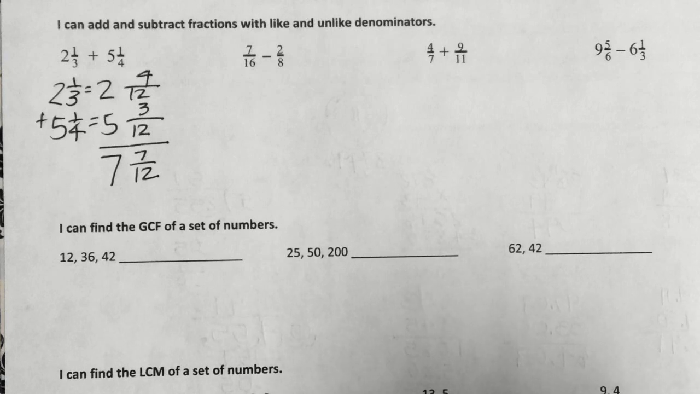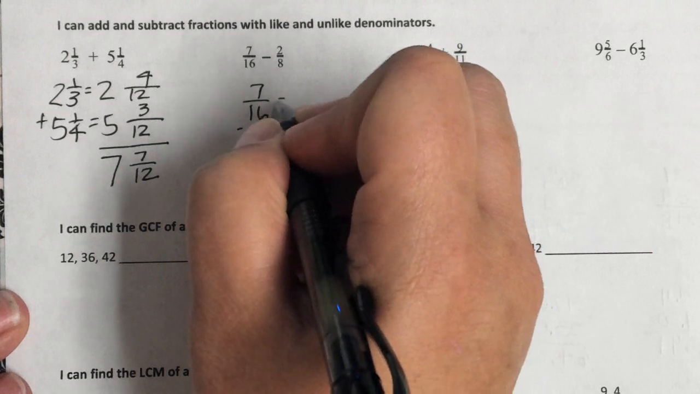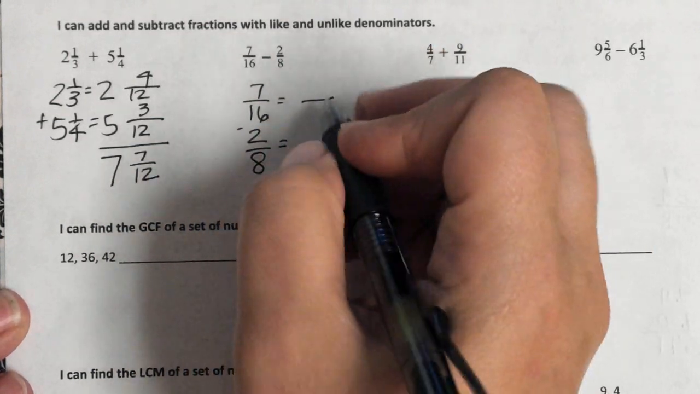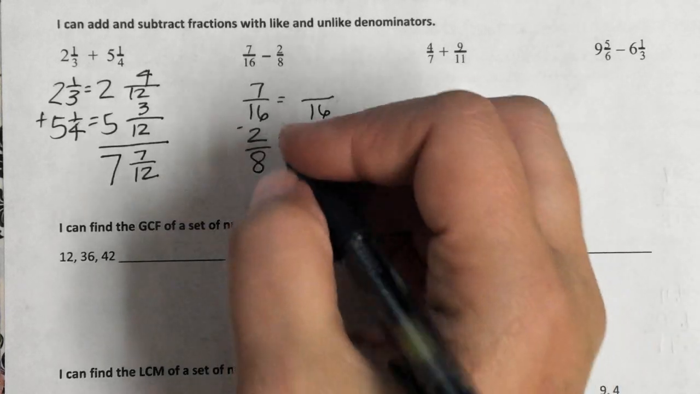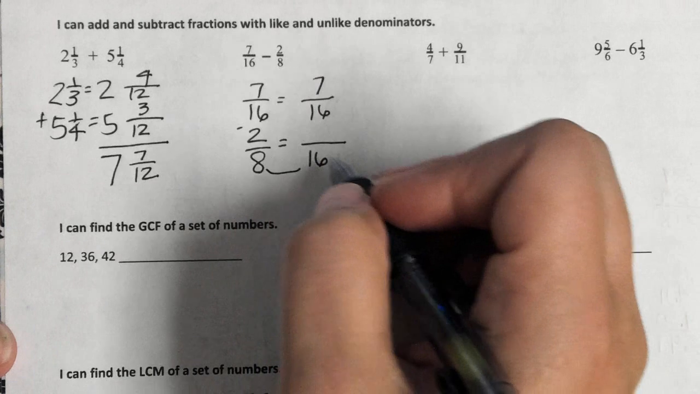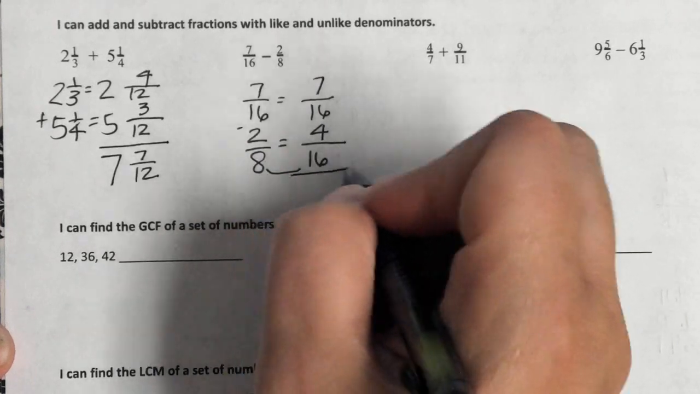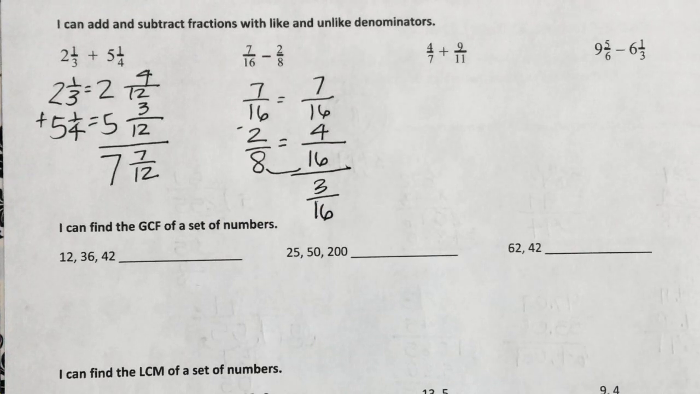All right, here we go. 7 over 16 minus 2 over 8. What's my new denominator? 16. And that's where 16 is your least common multiple. So that would be the best denominator to use, because if you multiply them together, you're going to get 128, and that's going to be really large. So this one stays the same. 8 times 2 gives me 16, so 2 times 2 is 4. And then I subtract, and we cannot simplify.